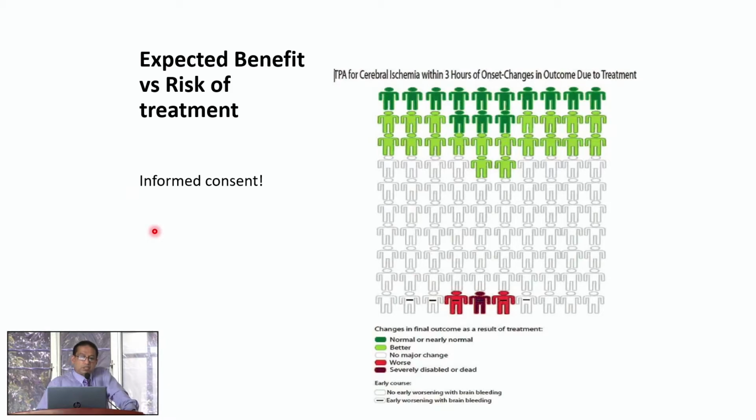So what is the expected benefit and risk of treatment? This is a simplified diagram which shows, if you take a cohort of 100 patients treated, 32 will benefit, and there will be 3 patients who will have complications and 1 death. These are obviously due to the hemorrhages, and there will be no major change in the rest.